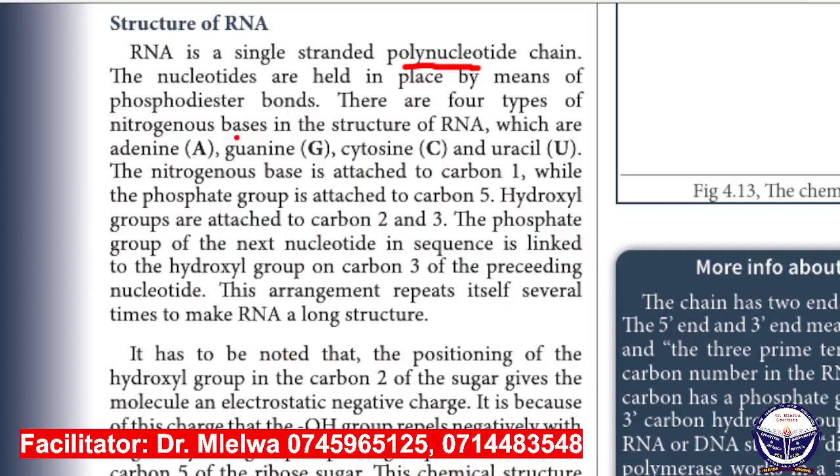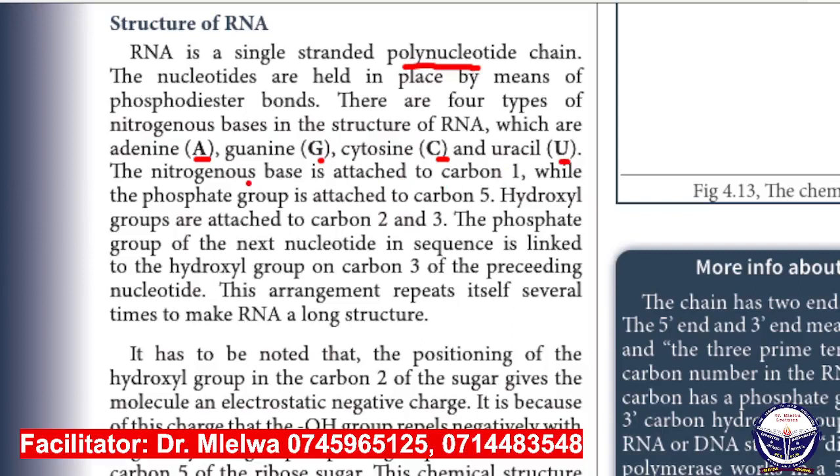There are four types of nitrogenous bases in the structure of RNA, which are adenine, which is abbreviated as A, guanine G, the cytosine C, and uracil U. Unaona bwana, this is the structure of RNA. Hata kwenye mtihani we explain structure of RNA hapo. Single-stranded polynucleotide chain, unaona? The nucleotides they are held in place by phosphodiester bond. Umeshaelezea RNA ipoje, single-stranded polynucleotide chain, that is the structure, eh? Lakini zile nucleotide they are held by phosphodiester bond, eh? And the bases which are present they are four.